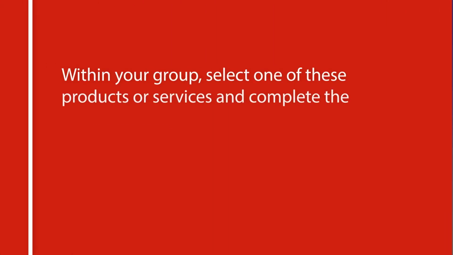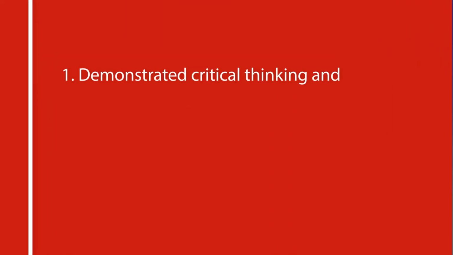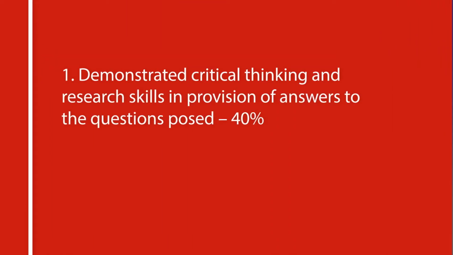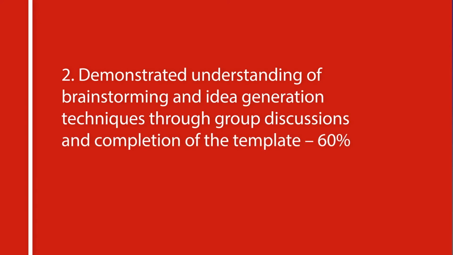Within your group, select one of these products or services and complete the Scamper template provided, which should be uploaded to Milo. The assessment criteria, number 1, demonstrated critical thinking and research skills in provision of answers to the questions posed is 40%. And number 2, demonstrated understanding of brainstorming and idea generation techniques through group discussions and completion of the template is 60%.